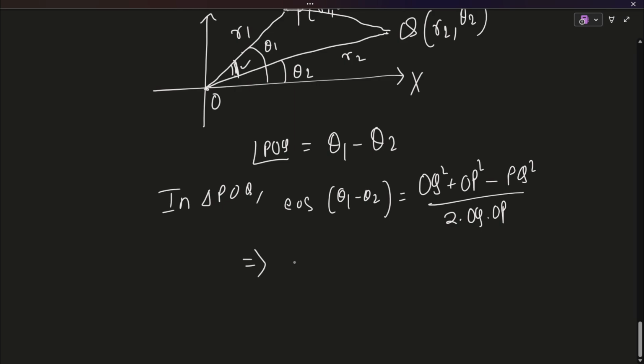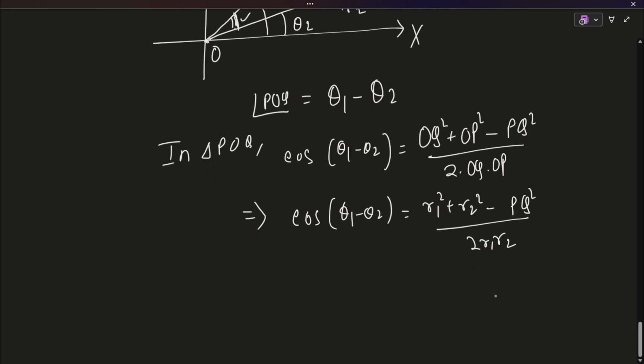Simplify it and you should get this: cos of theta 1 minus theta 2. You know the values of this. This is r1 squared, this is r2 squared, and PQ squared is something what we need, PQ squared, divided by, and then again this is 2 r1 r2.